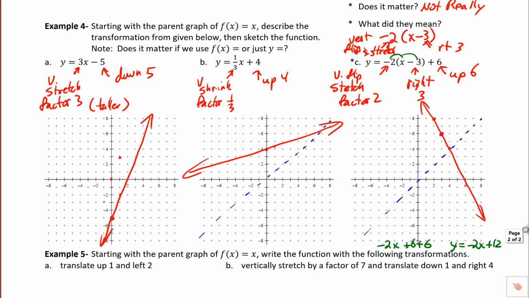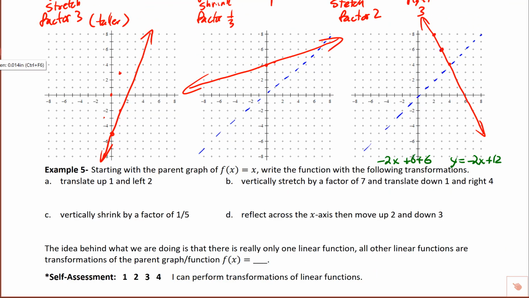Okay, so we're going to slide down here to the bottom. On example 5, it says, starting with the parent graph of f of x equals x, so that's just plain old y equals x, just that regular old parent graph, that linear function there. Write the function with the following transformations. So what would the new one look like? It says translate up 1 and left 2.